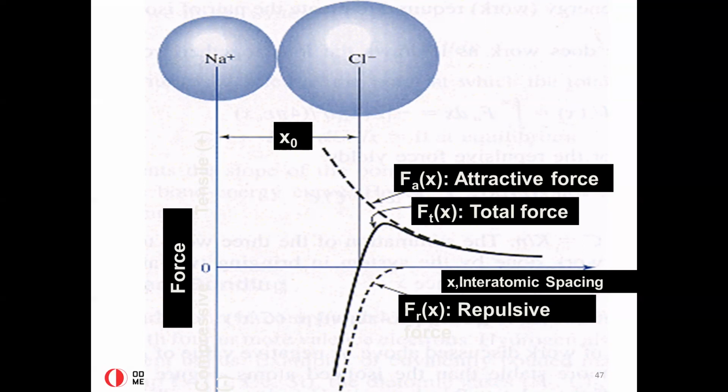The fact that the total force is 0 means that the attractive and the repulsive forces, with different signs, can be added to give a value of 0. So this x naught distance very closely corresponds to the sum of the radius of one ion and the radius of the other ion.